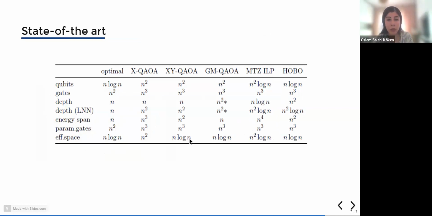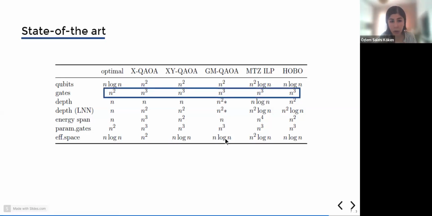Some of them are optimal in some sense. For instance, for depth, XQAOA and XYQAOA are optimal. And for GM, effective space is optimal. But overall, none of them is optimal in all measures. And furthermore, you can see that none of them reaches n squared gates.